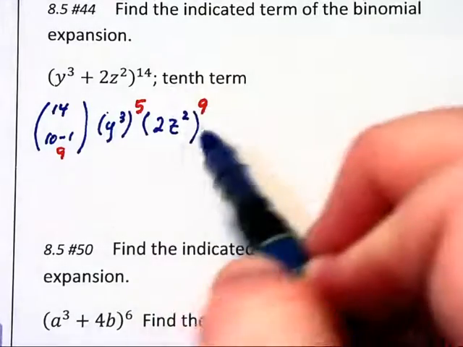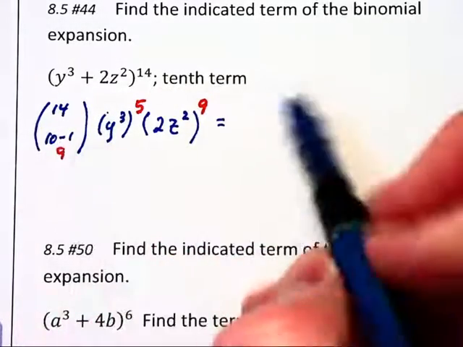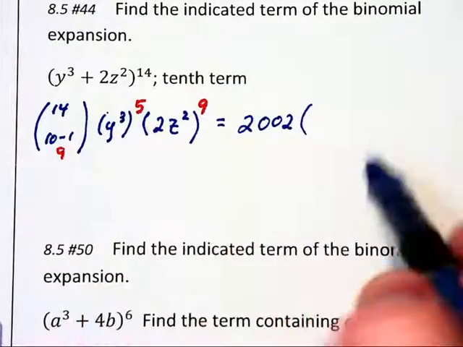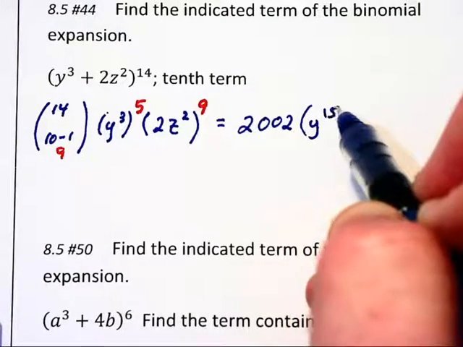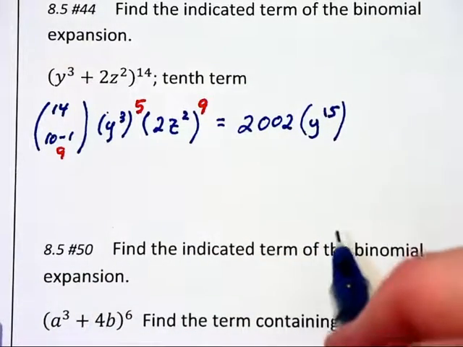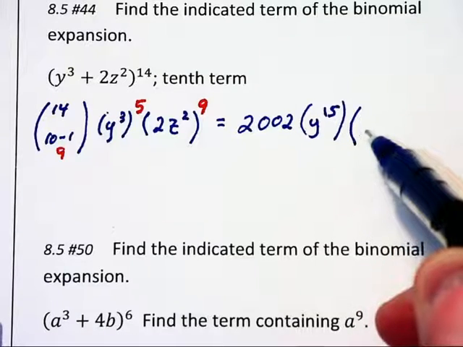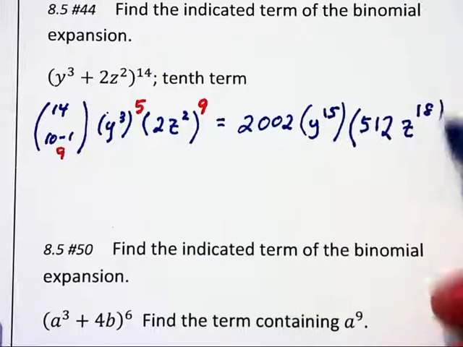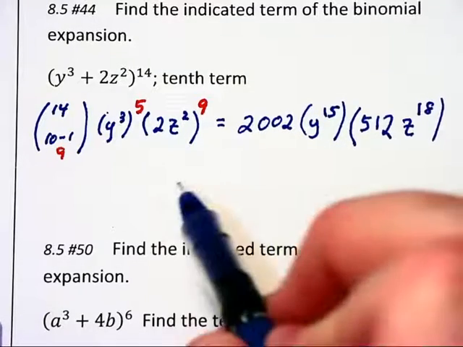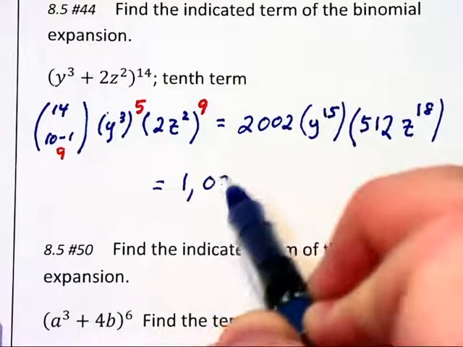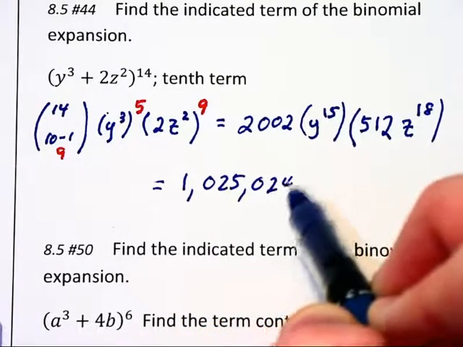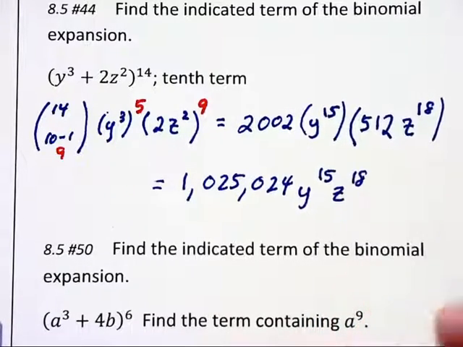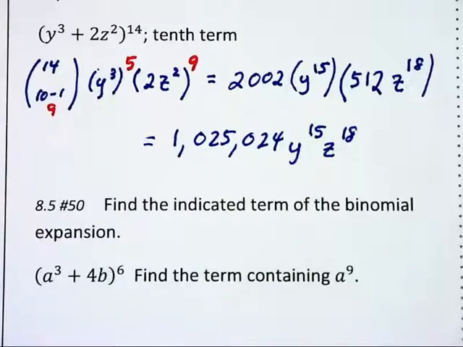This tells us we will have combination formula gives us 2002. We then have y cubed to the 5th power, which is y to the 15th. We then have, after that, 512 z to the 18th power. Multiplying the 512 and the 2002 together gives us 1,025,024 y to the 15th z to the 18th. And this is pretty much pattern recognition here. Let's go to another problem.